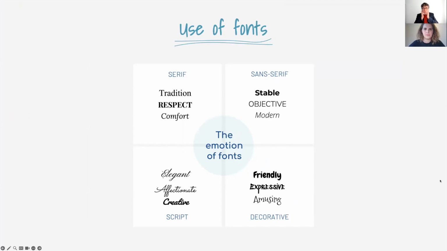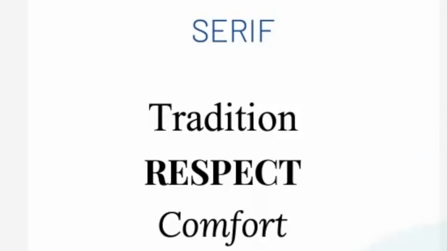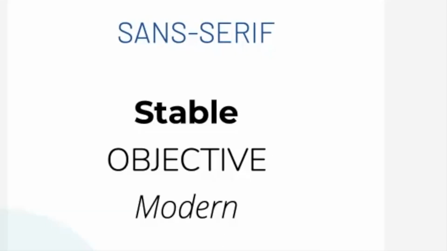Yeah. So let's take a look at use of fonts. I think it's helpful to begin by defining the difference between a serif font and a sans serif font. As you can see on the serif examples, where it says tradition, respect, and comfort, the fonts that we have used there end, for example with the T, with that little tail. And the sans serif fonts, as you can see, are cleaner, for example, stable, objective, and modern. As you can see, the T again does not have that.